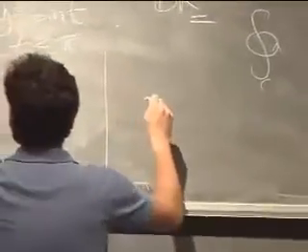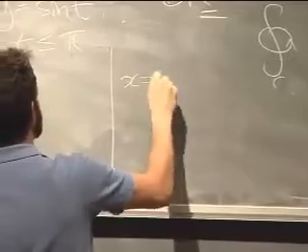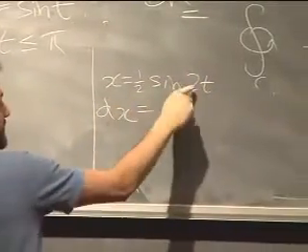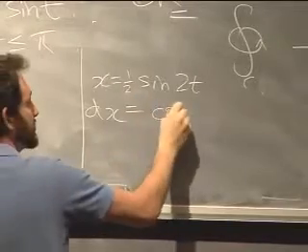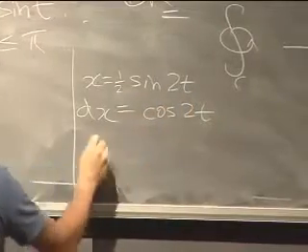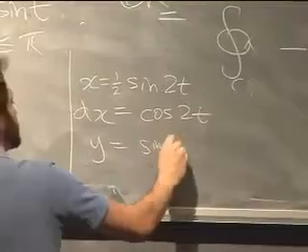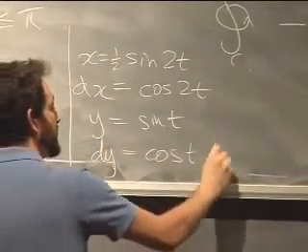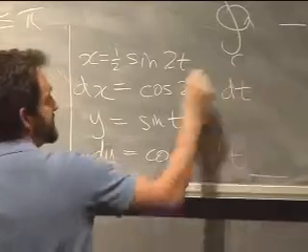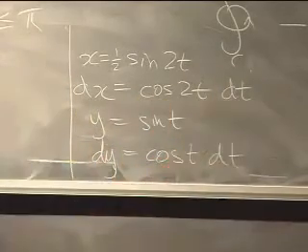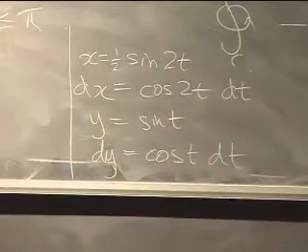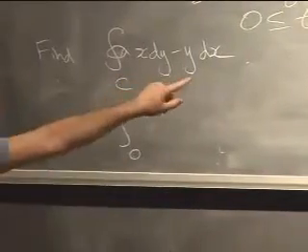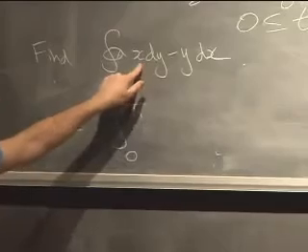Here it is. We have x is 1/2 sine 2t, so dx, the 2 comes out and you just get cosine 2t. On the other hand, y is sine t, so dy is cosine t dt. I just noticed I left out the dt here; dx is something dt. So this integral becomes the integral from 0 to pi, because that's the range of t. And look how easy this differential form is to deal with.